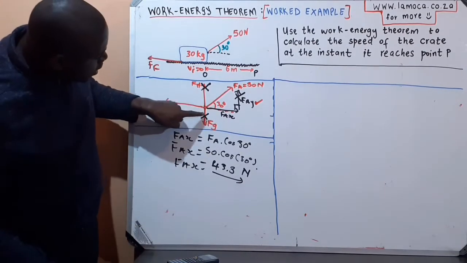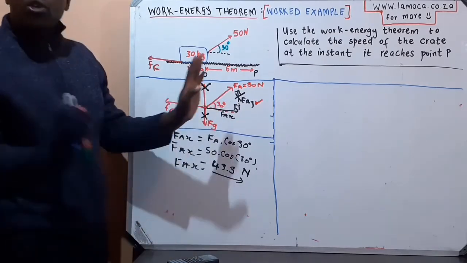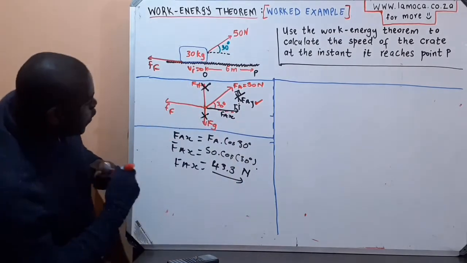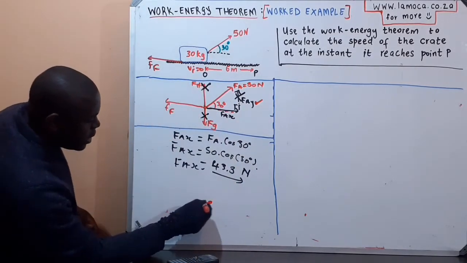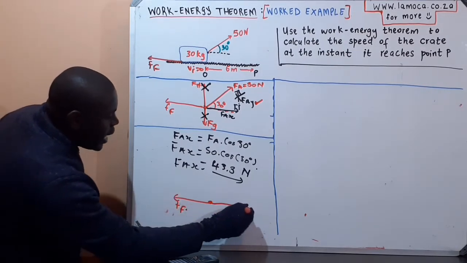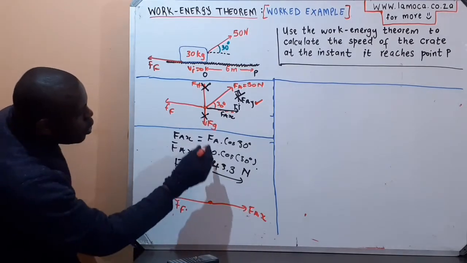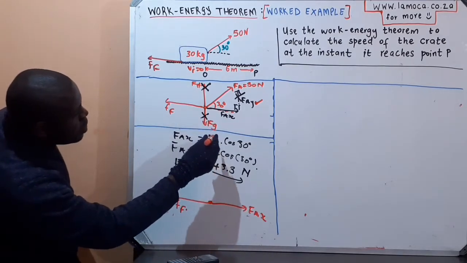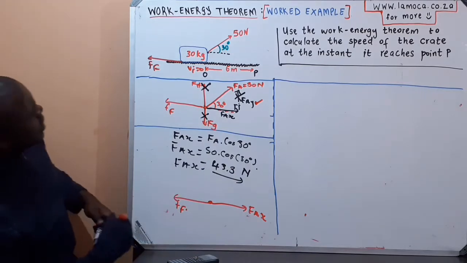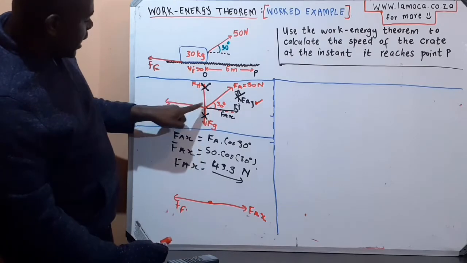So these forces are not doing work on the system. 1, 2, 3, they're not doing work on the system. The only forces that are doing work on the system are the frictional force and the force applied on the X. Now we are working with the component because we resolved it. Two forces that are doing work are the force applied and the frictional force.